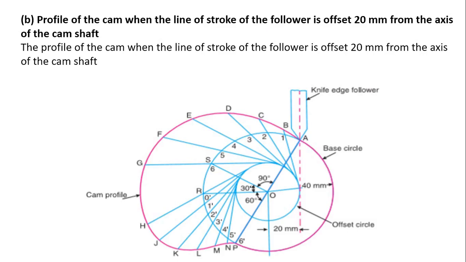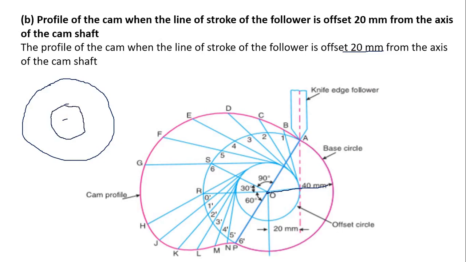You can see here for this diagram we have to draw a complete circle with a radius of 40 mm. This O is the center of the cam, and we have to make the offset circle, whose radius is equal to 20 mm. We put the point here, the center of the cam, and make a small circle which is called the offset circle, which has a radius of whatever the offset is given here. This is 20 mm.